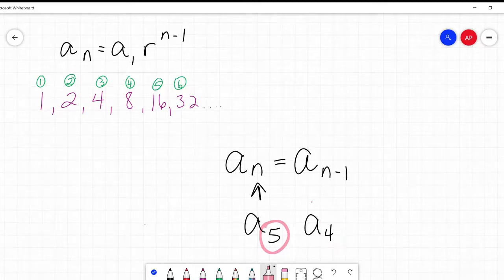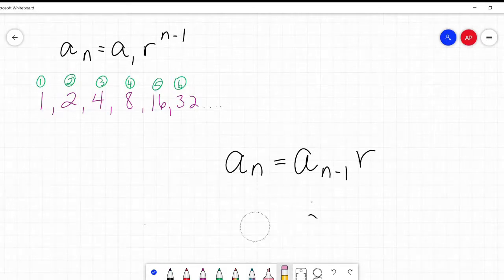5 minus 1 is 4. And then what do you do with that previous number? I would multiply it by, what was my ratio up here? 2. I multiply by 2. That's my ratio. So, ratio. That's it. That's all it is.